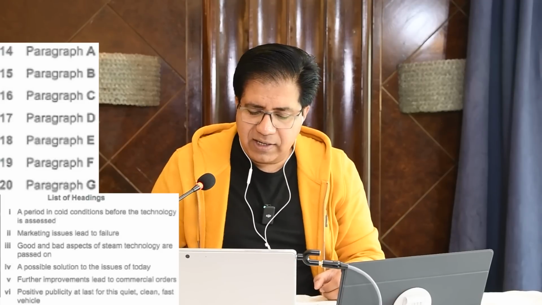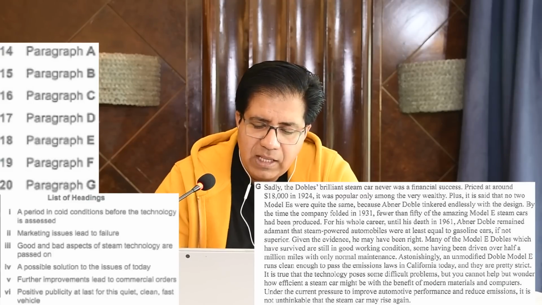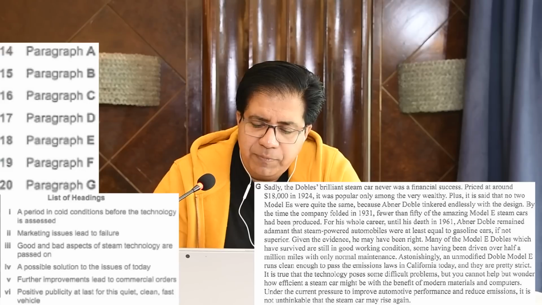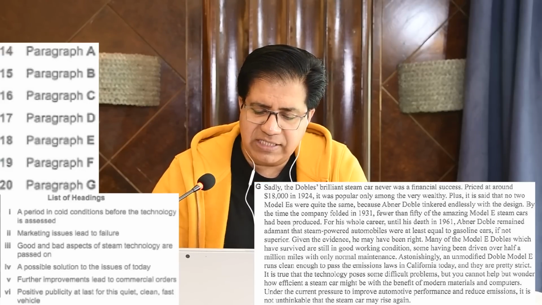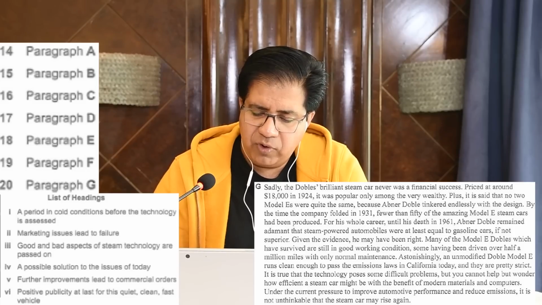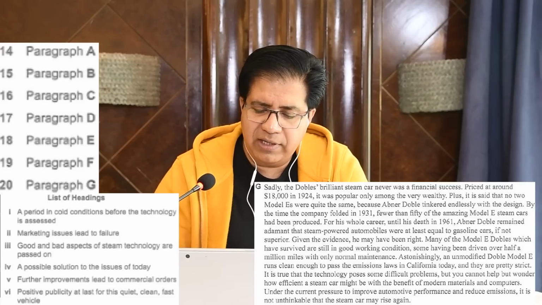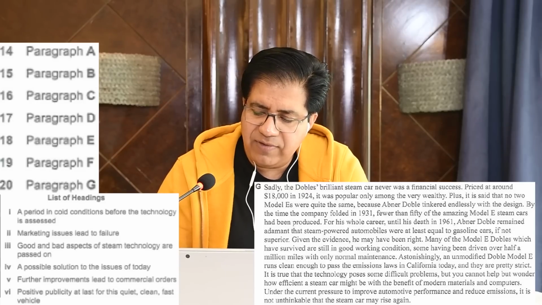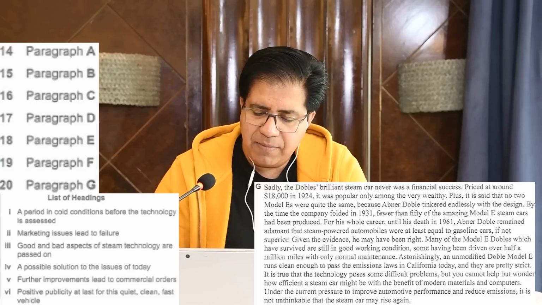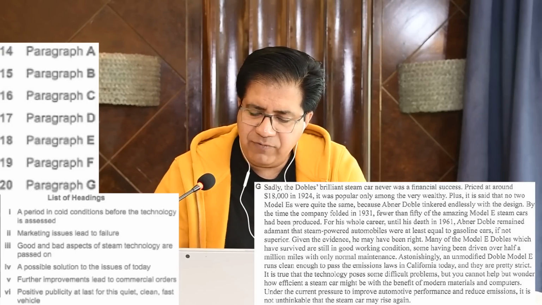Now what are we left with? Paragraph G. Okay, let's go on and we do paragraph G. Sadly, Doble's brilliant steam car never was a financial success. Priced at around $18,000 in 1924, it was popular only among the very wealthy. Plus, it is said that no two Model Es were quite the same because Abner Doble tinkered endlessly with the design. By the time the company folded in 1931, fewer than 50, we read it already.